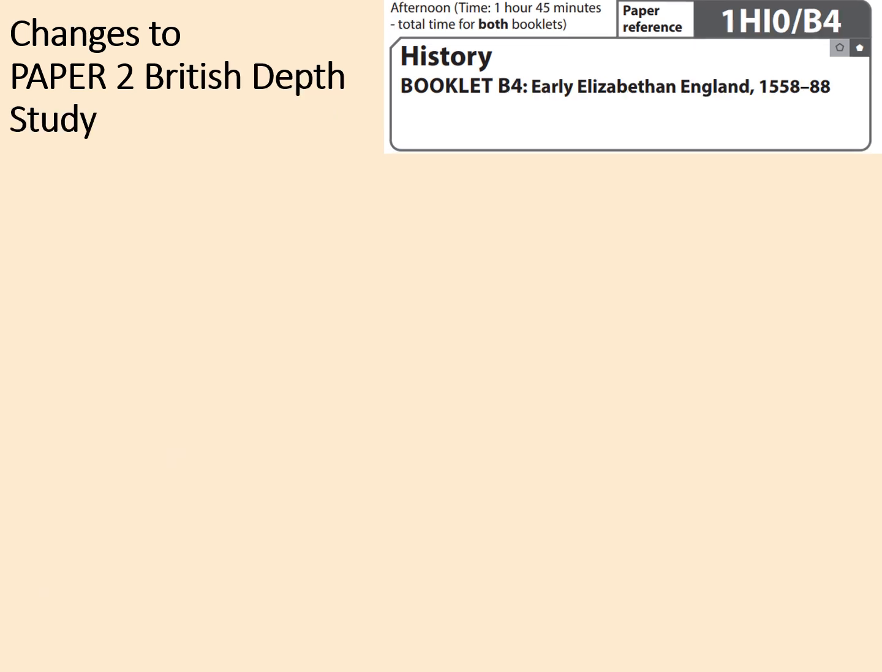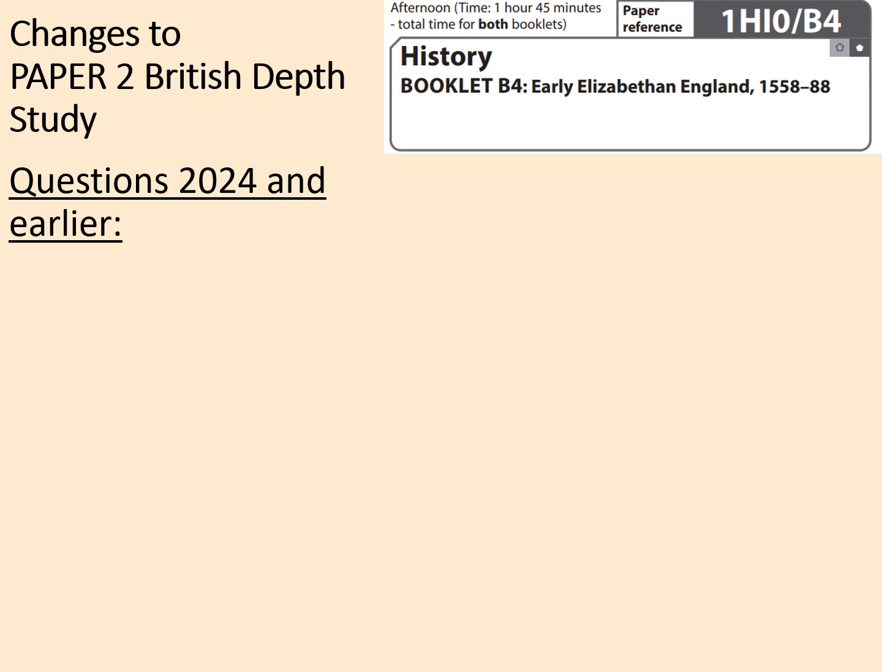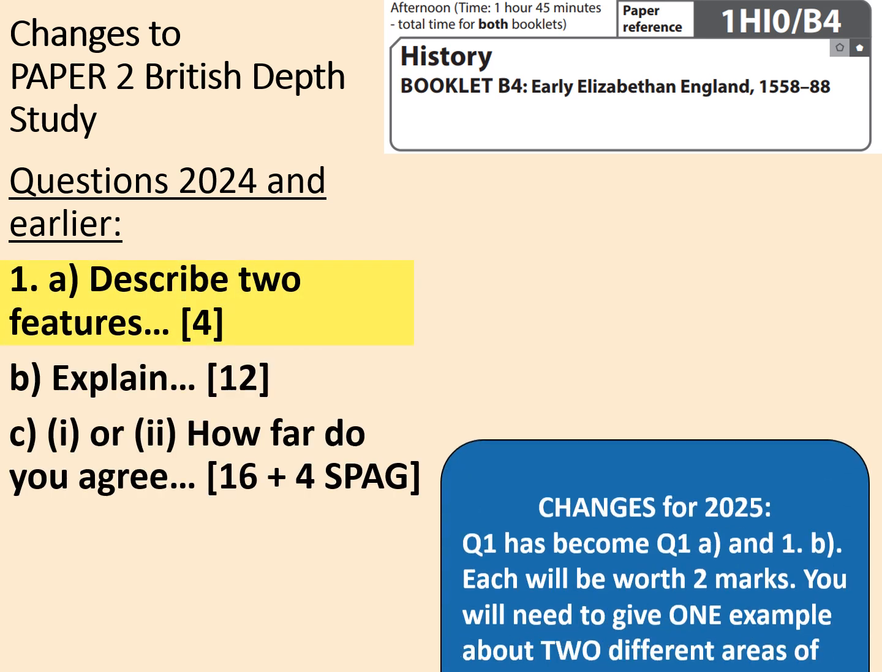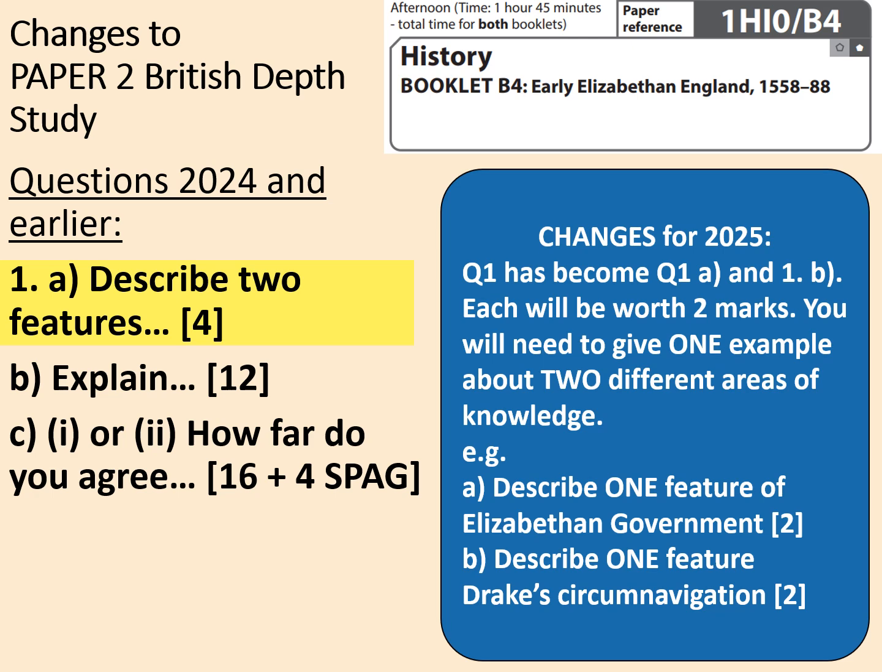There have been some minor revisions to the British depth study part of the paper too. Questions in 2024 and before looked like this, and the changes come to the first question again. Here's what it looks like now. Question 1 has been split in 2 again, question 1A and question 1B. Each will be worth 2 marks.